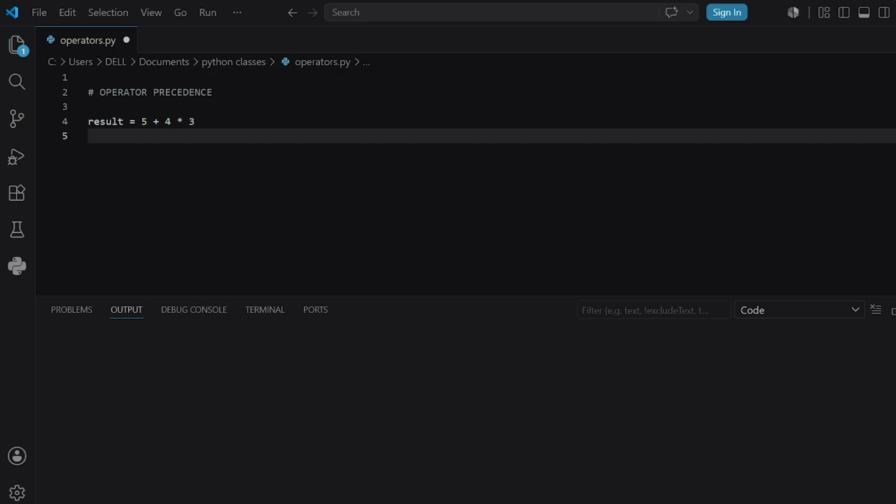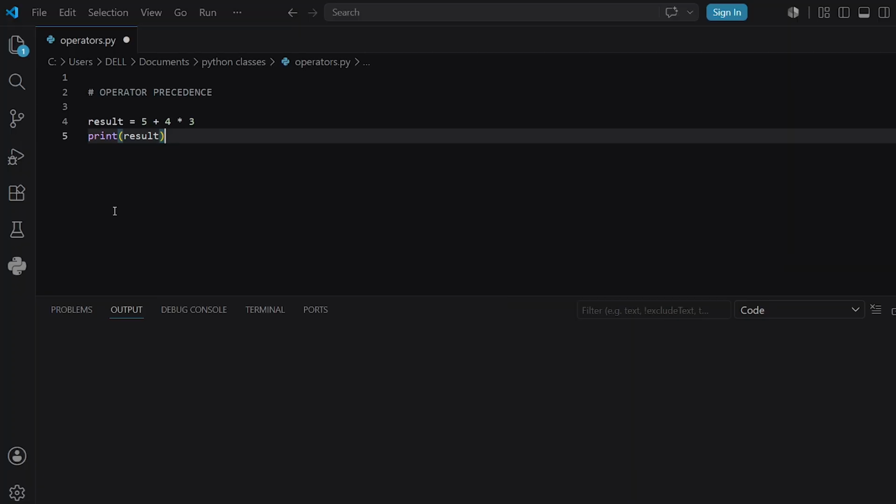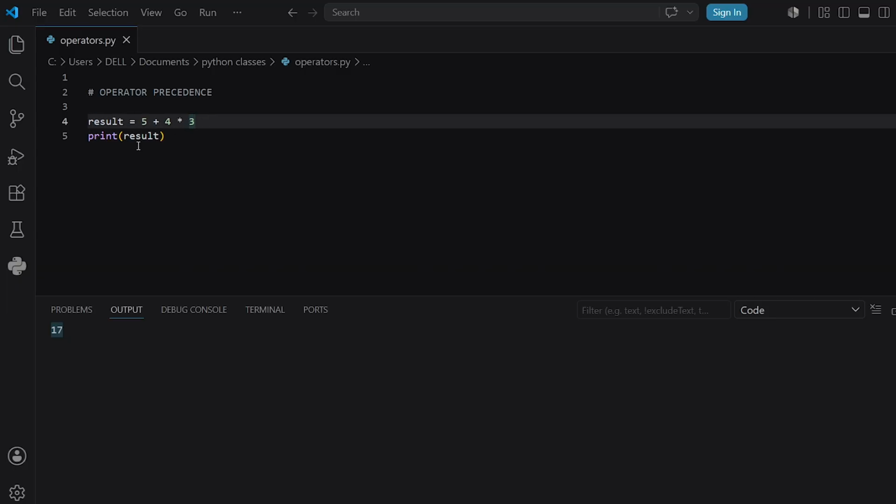Now let me print out the result. So here I can have print result. If I run this program, we're going to be getting 17. Now let's look at the expression. Here we have 5 plus 4, which will give us 9. And 9 times 3 is equal to 27. But if you look at our outputs, we have 17.